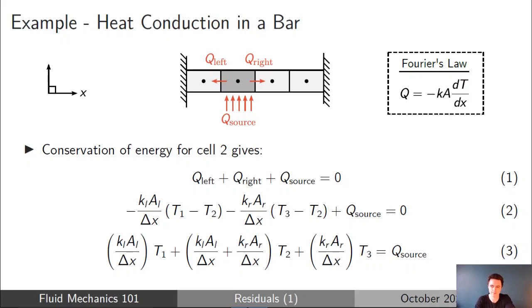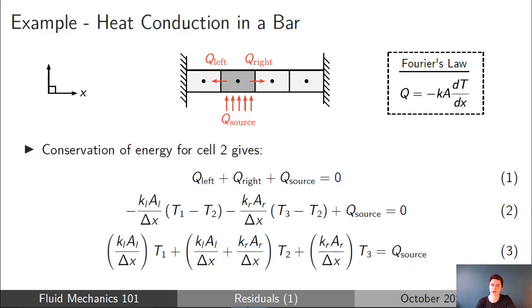And then when we've got that, we can start to see where the residuals come in and what they actually mean. And the way we're going to develop the numerical equations is by considering conservation of energy for a single cell in the bar. If you consider the second cell from the left in the bar, as you can see in the diagram, then for that particular cell, we can have heat conducting out of the left face of the bar, we can have heat conducting out of the right face of the bar, and we could also have a source of heat in that section of the bar from some kind of internal heating mechanism, for example.